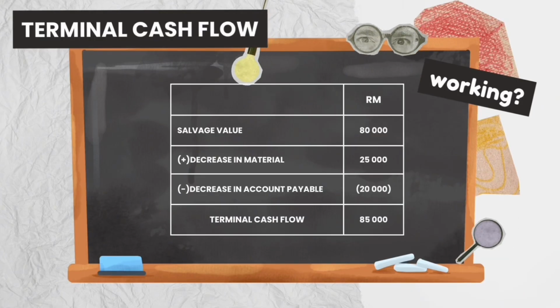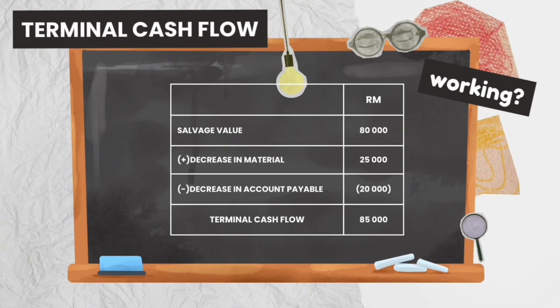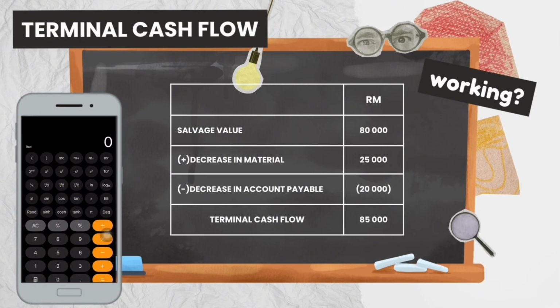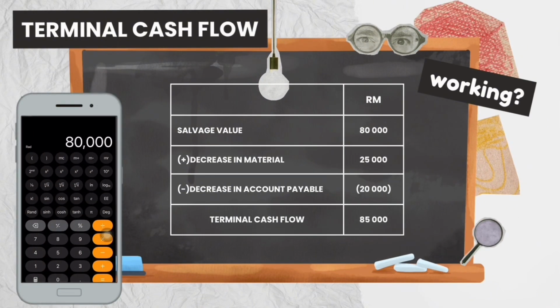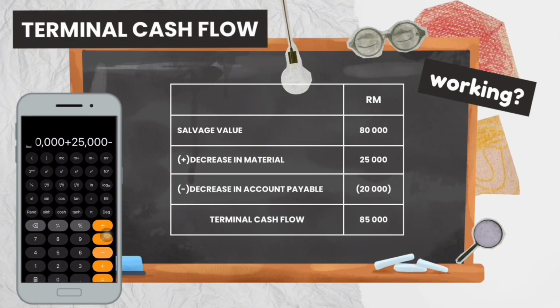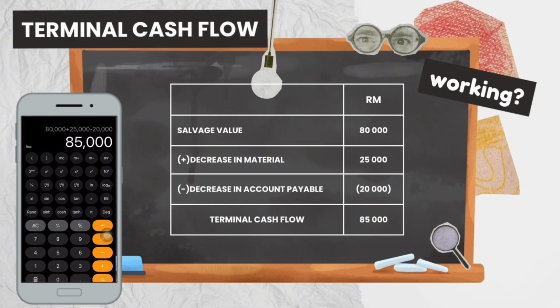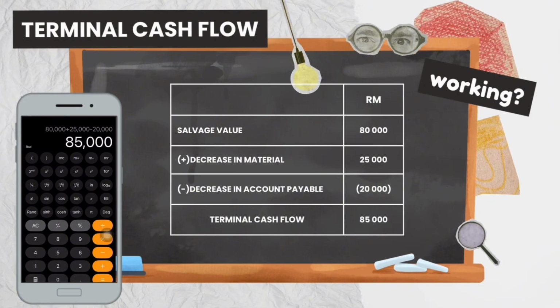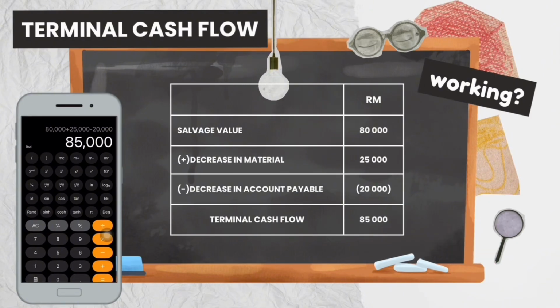After that, we subtract the decrease in account payable. This is because the company must pay off its outstanding bills, which is 20,000 ringgit. So, the calculation is 80,000 ringgit plus 25,000 ringgit minus 20,000 ringgit. The result is a terminal cash flow of 85,000 ringgit. This amount represents the final cash inflow the company receives at the end of the project.